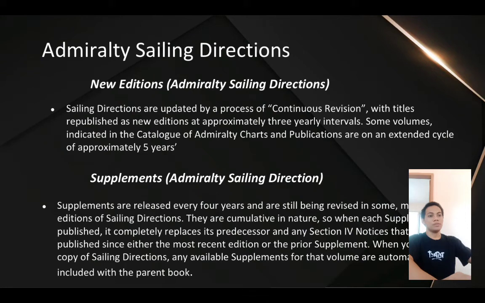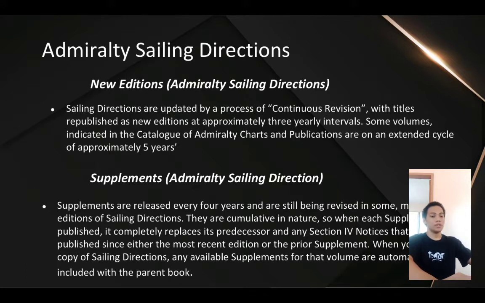The new editions of Admiralty Sailing Directions are updated by a process of continuous revision, with titles republished as new editions at approximately 3-year intervals. Some volumes indicated in the catalog of Admiralty charts and publications are on an extended cycle of approximately 5 years, and the supplements are released every 4 years and are still being revised in some, mainly older editions of sailing directions. They are cumulative in nature, so when each supplement is published, it completely replaces its predecessor and any Section 4 notices that have been published since either the most recent edition or the prior supplement.